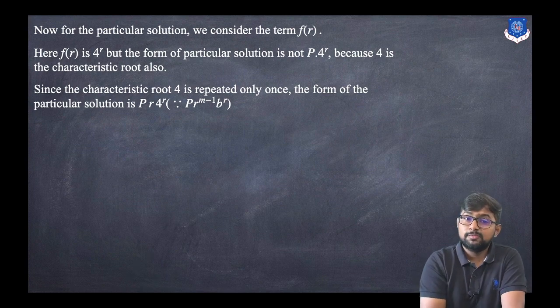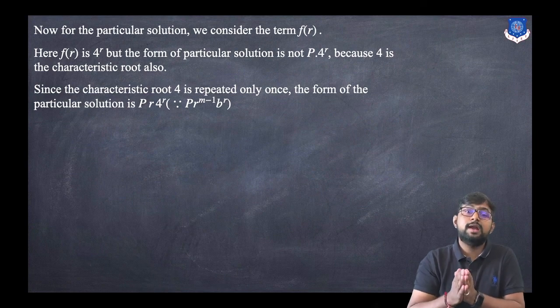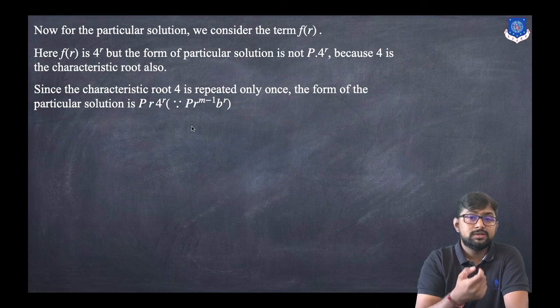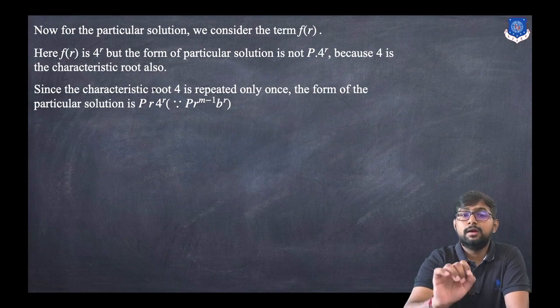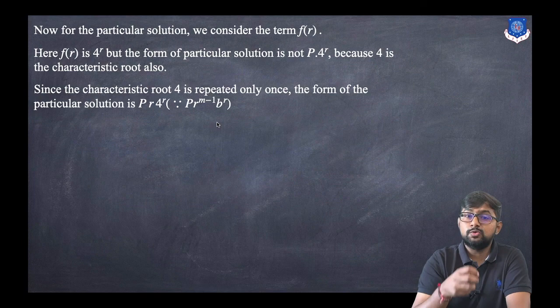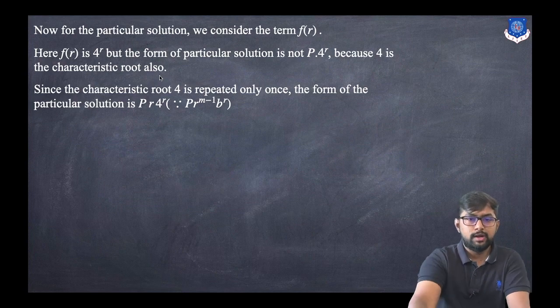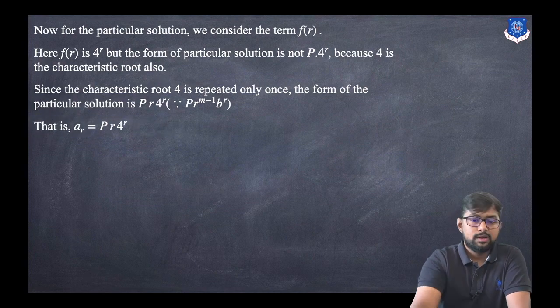So the form of the particular solution will be p r^(m-1) b^r, where m is the multiplicity. The multiplicity is 1, so simply p r raised to 1, so simply p r, and b^r. Now what is the root? That is 4, so 4^r. So the choice of particular solution will be p r 4^r. So that means a_r equals p r 4^r.